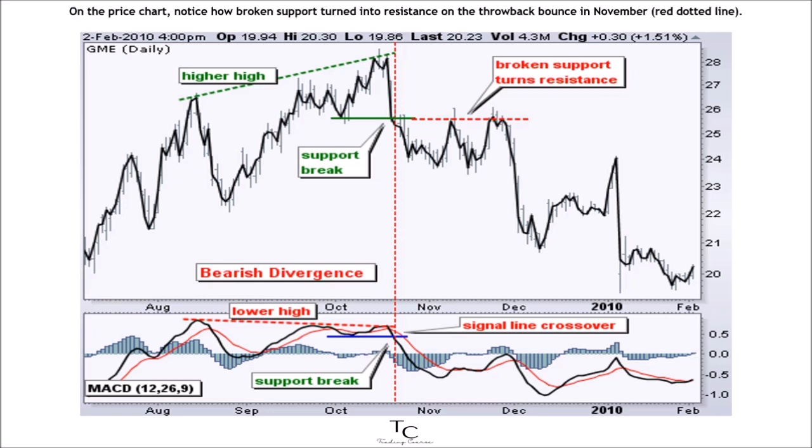On the price chart, notice how broken support turned into resistance on the throwback bounce in November. Look at the red dotted line. This throwback provided a second chance to sell or sell short. Divergences should be taken with caution.